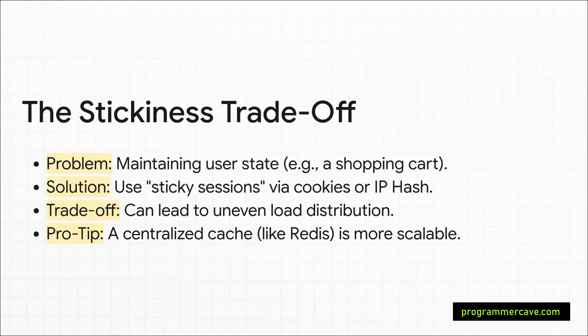The more modern and frankly more scalable way to solve this is to take that state, that shopping cart, and move it off the application servers entirely. You put it in a super fast, centralized cache like Redis that all of your servers can read from and write to.